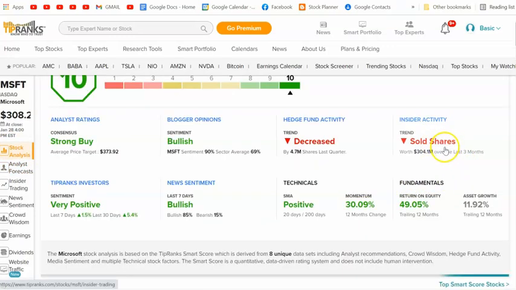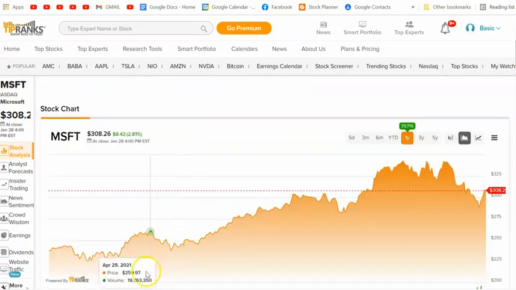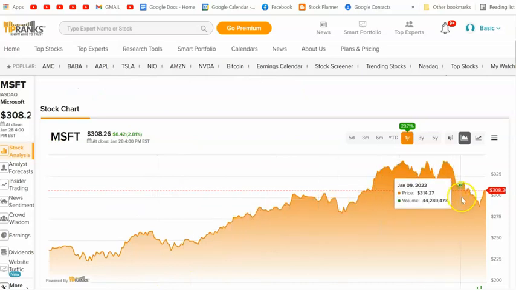Insider activity, somebody sold shares. Hedge fund activity decreased. You don't want to see that, but you want to see the rest green. And that is the technicals and the fundamentals. If you get a positive, it's usually trading above its 200 moving average. That's a sign of a lot of people wanting to buy. And that chart looks generally good. And we had some downside here. Maybe it's time to buy. Now remember, we just had a 10% correction in the technicals.